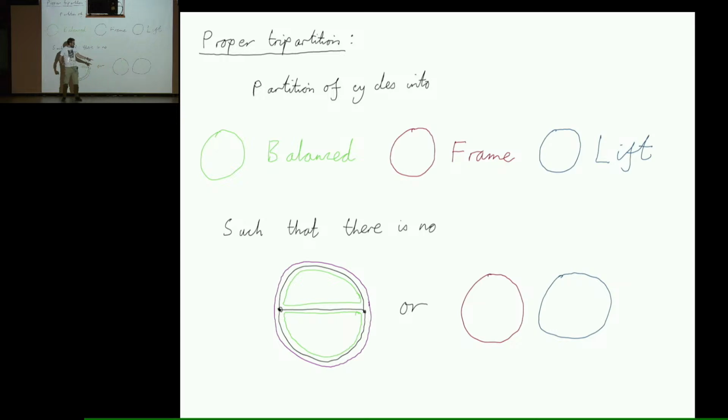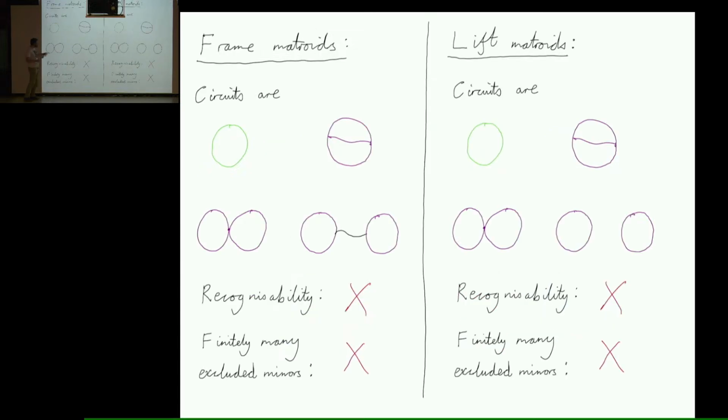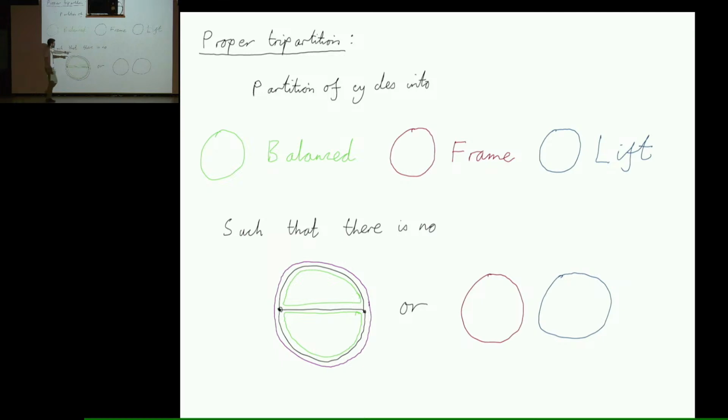Why not? Because then these two cycles would fight each other, right? I mean, the frame one says, oh, no, if we want a circuit, we should include a path between us, whereas the lift one says, no, just our union should already give us a circuit, right? So to avoid this kind of confusion, we forbid this possibility of having two disjoint cycles, one of which is frame and one of which is lift.